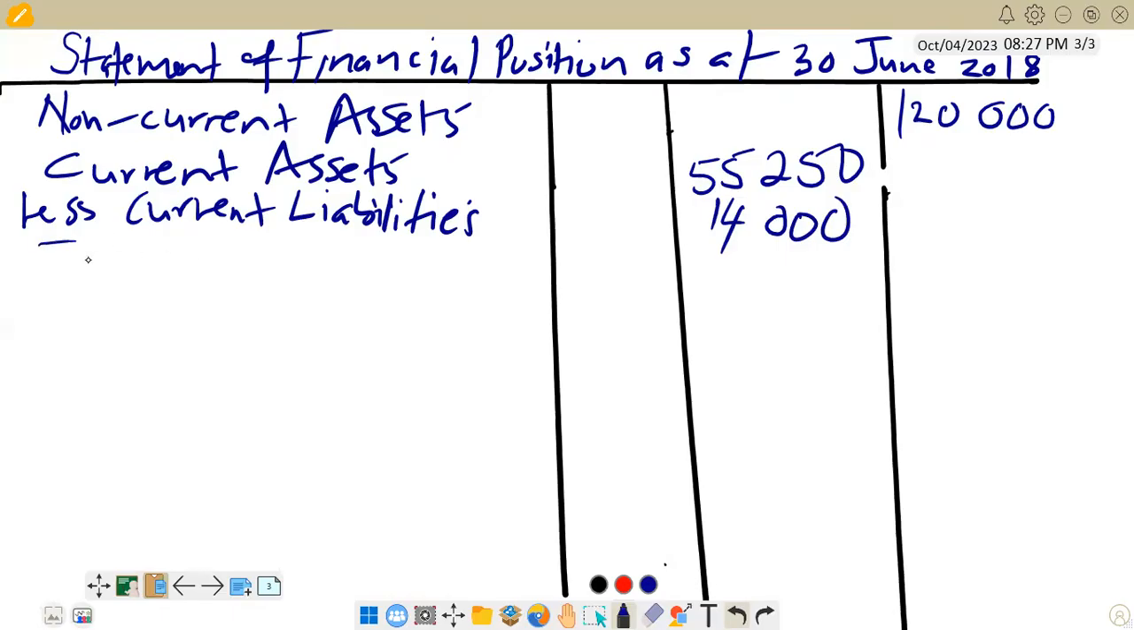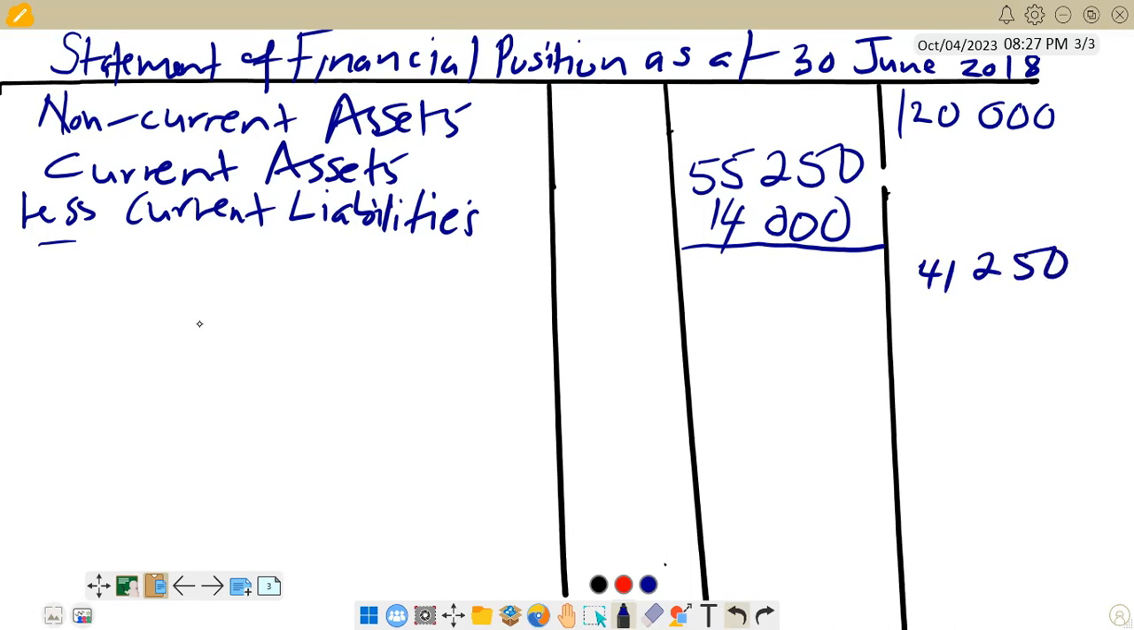Very important to take note. We are saying less. So whenever we are saying less in accounting, in our financial statements, we are subtracting. So we subtract that 14,000. And when we subtract that 14,000, you're supposed to get 41,250. So we just draw a line here. And the answer that we are going to put, we put it in the line that is just beneath the line that we have 14,000 on the other end. So if you say 55,250 minus 14,000, the answer that you are supposed to get there is 41,250. So we get our 41,250 here.